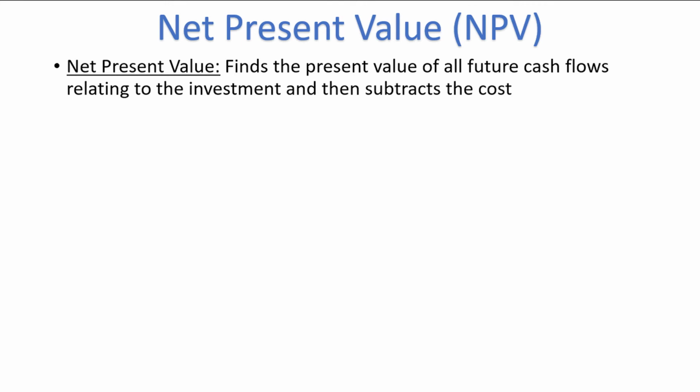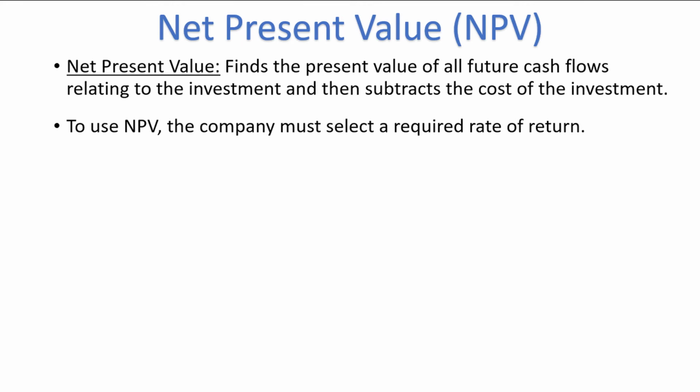To use net present value, the company must select a minimum required rate of return they want to have on their investments. The required rate of return is often the cost of capital, which is the average interest rate that the business must pay to its lenders.